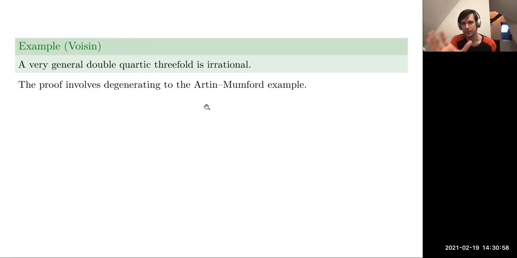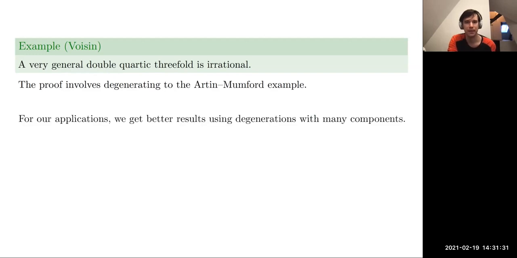One has to be a little bit careful because one needs to write down a semi-stable degeneration here, and this is a little bit subtle because of the singularities of this example, but the singularities are mild enough so that they don't really contribute anything to this previous formula. So here we have a situation that degenerates from irreducible to irreducible, and we still have this application. But for our applications, we get better results using degenerations with many components.